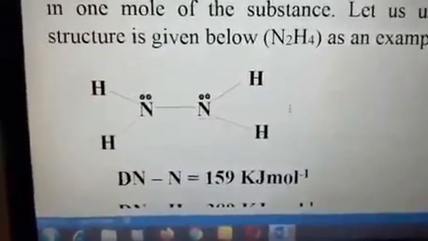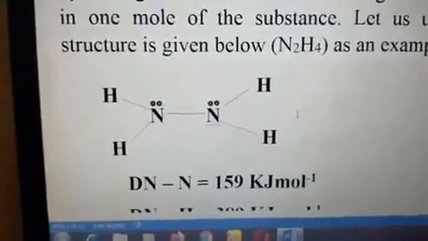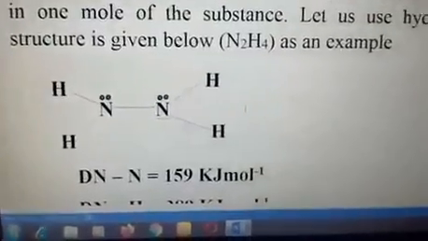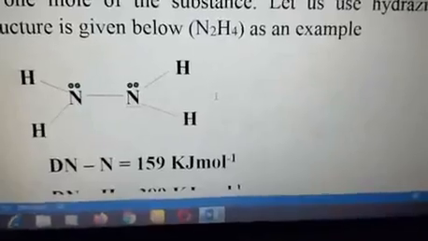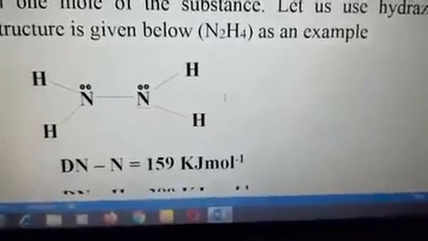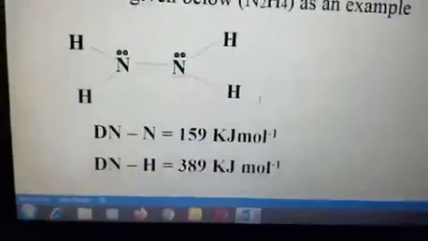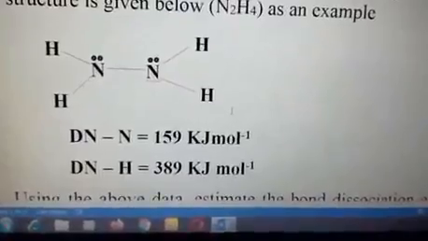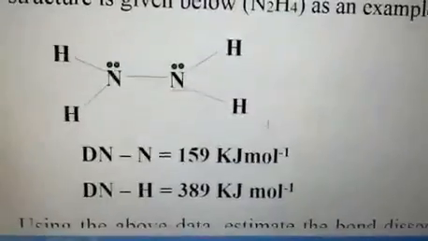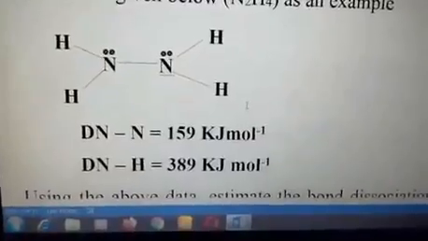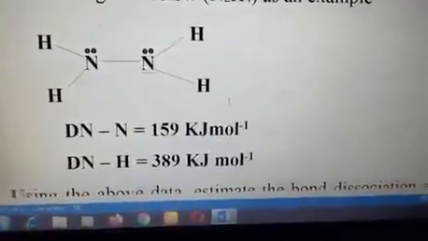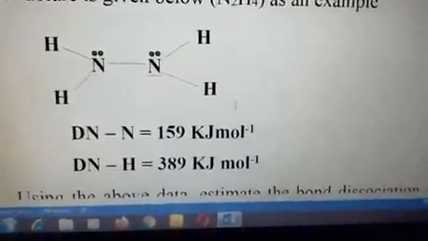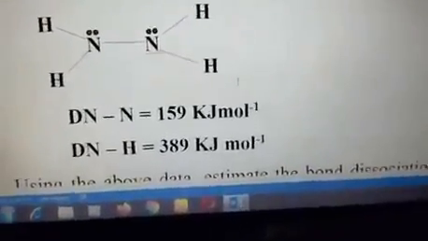Why is it 4? The nitrogen on the left hand side contains 2 nitrogen to hydrogen single bonds, and the one on the right hand side also contains 2 nitrogen to hydrogen single bonds. That gives you 4. The bond energy of the nitrogen to nitrogen bond is 159 kilojoules. That means you need 159 kilojoules to break the nitrogen to nitrogen single bond, and the bond energy of the nitrogen to hydrogen single bond, the NH bond, is 389 kilojoules. To break each NH bond, we need 389 kilojoules of energy.